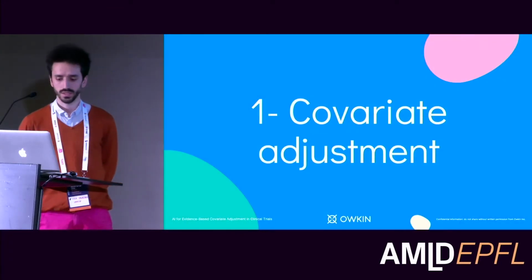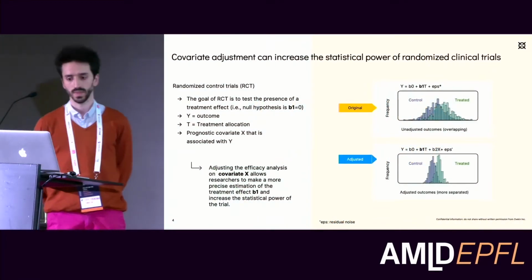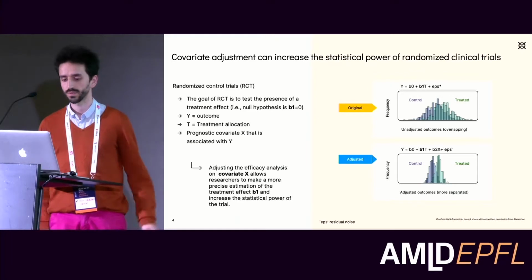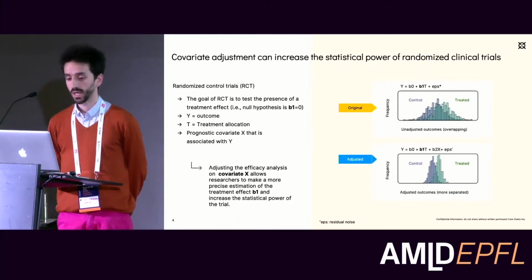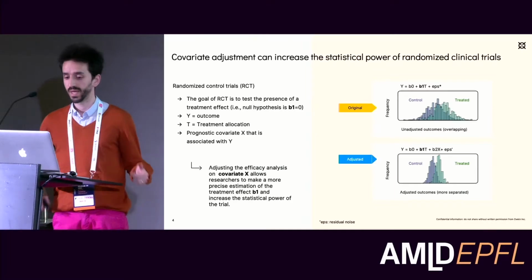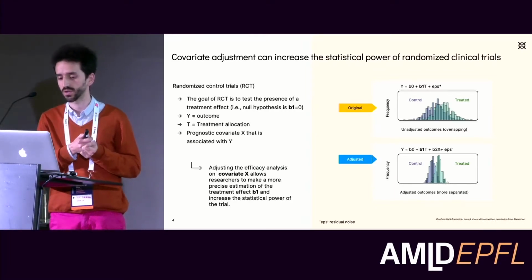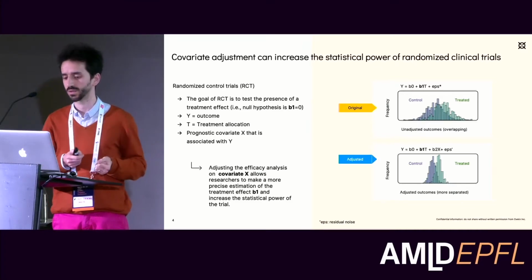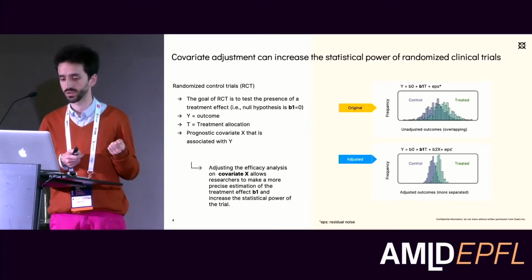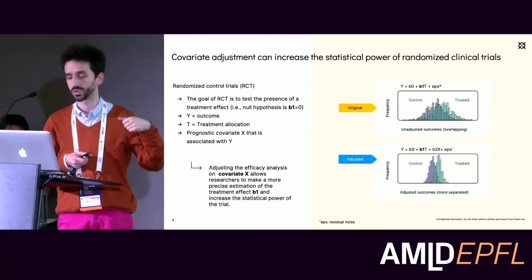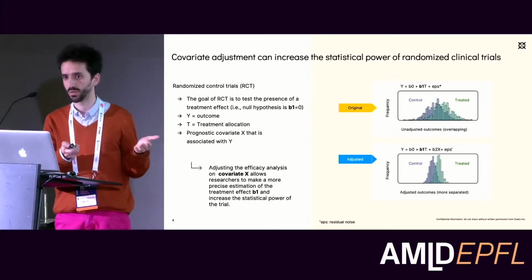So first of all, what's covariate adjustment? Covariate adjustment can increase the statistical power of randomized clinical trials. First of all, what's a randomized controlled trial? You're basically testing the presence of a treatment effect. So you want to do a statistical test of whether B1, the coefficient for the treatment allocation, is equal to 0 or not. And you have a clinical outcome, Y, that you want to improve with your drug, and a treatment allocation, T, that's going to be randomized.